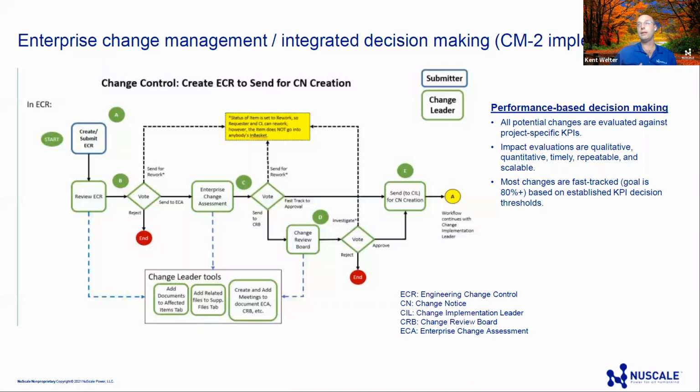So a couple of key messages. One, it's important to have a formal change control process, a decision-making process for product design. And it's also super important to have clear performance objectives and decision thresholds. It's really effective for making timely decisions that are transparent and repeatable.